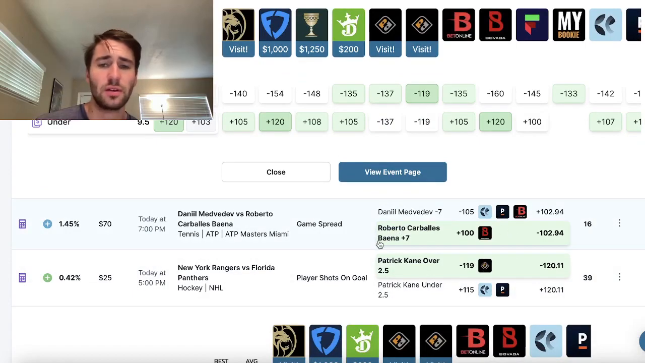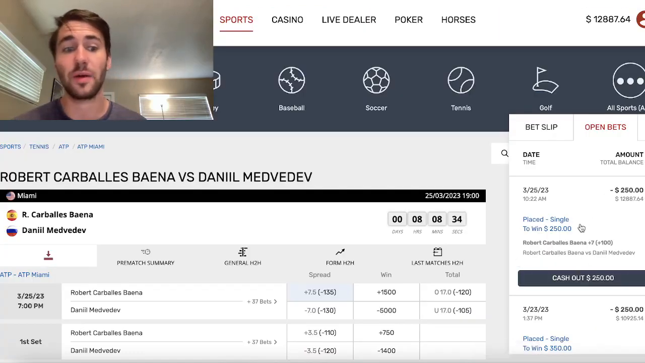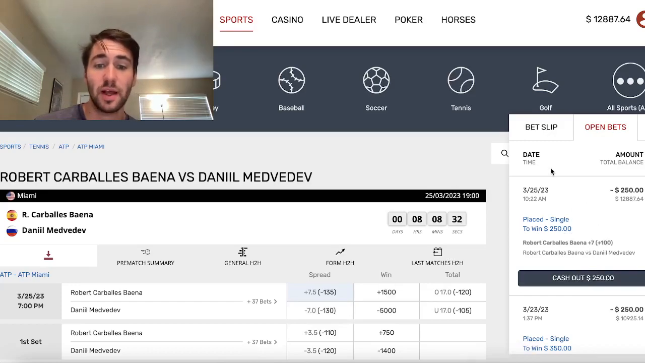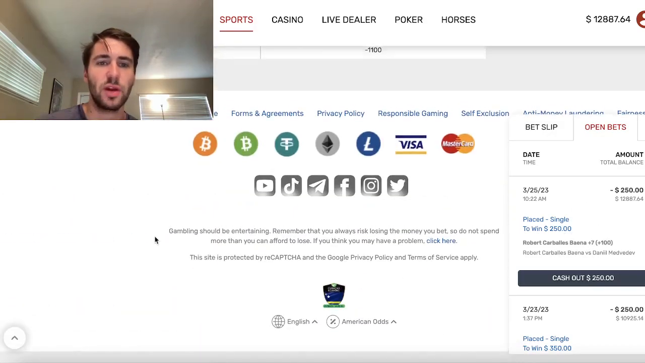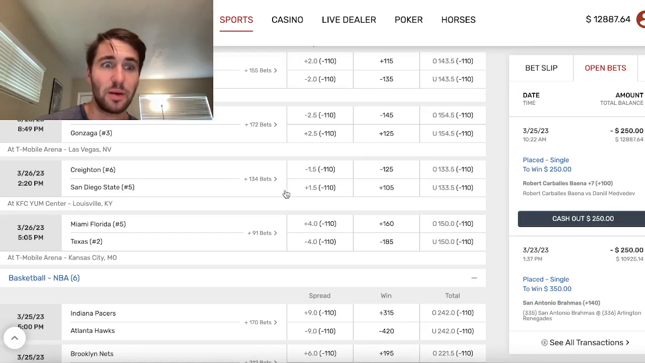So with the EV tool, you're literally just hitting the bet in green and in bold. So Baena +7, +100 odds on Bovada. That's what I went with, following the data. I don't know anything about these players. But regardless, all OddsJam is doing is reading in all these lines from Bovada. So millions of odds are updating on OddsJam.